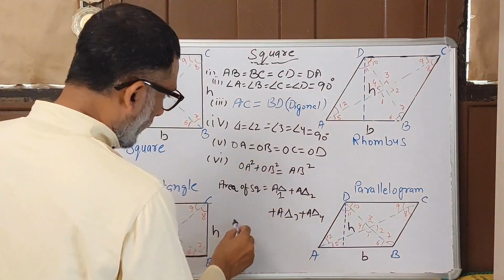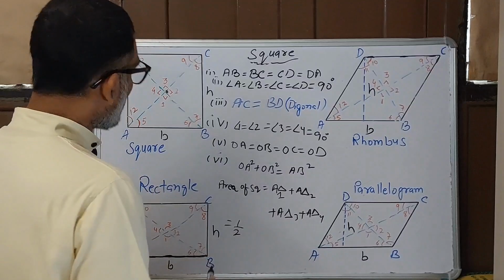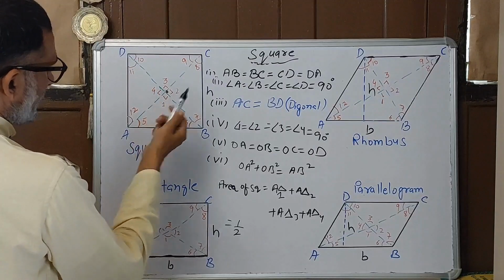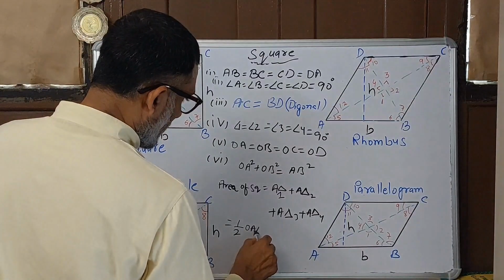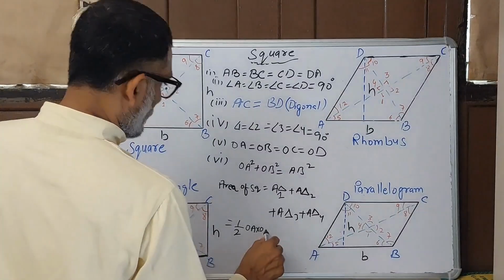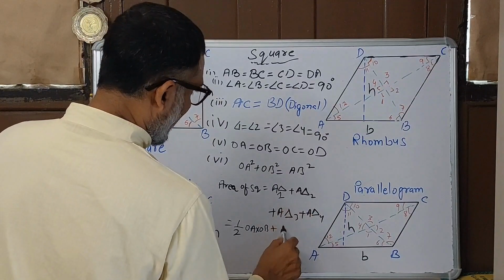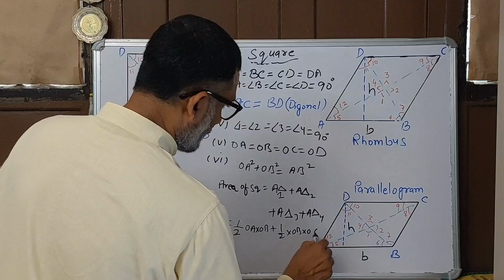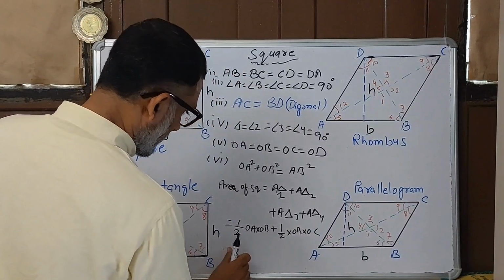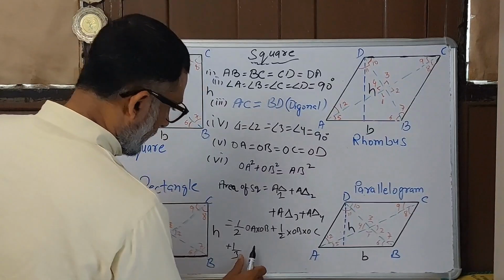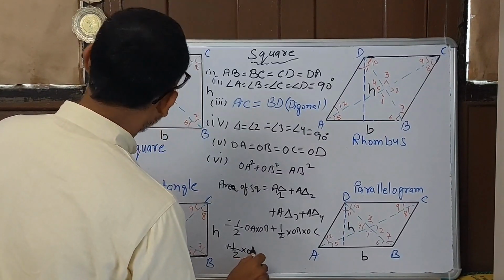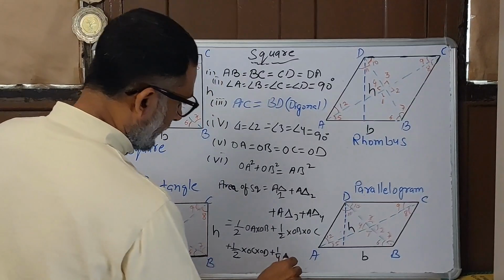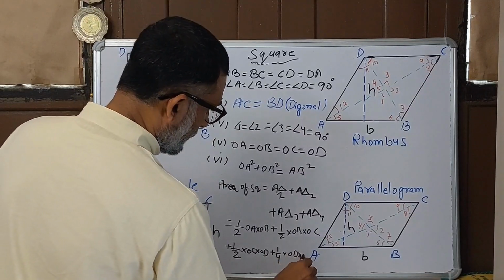So what will be the area of triangle 1? Half into base into height. The base is OB or OA, you can consider both because both are the same. You can take any one: half into OA into OB. Like in triangle 2, half into OB into OC, plus the third triangle half into OC into OD, and the last, the fourth triangle, area will be half OD into OA.